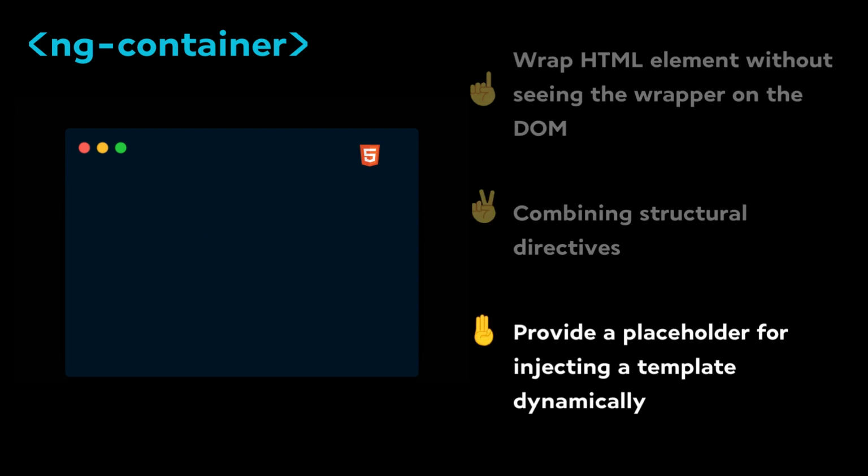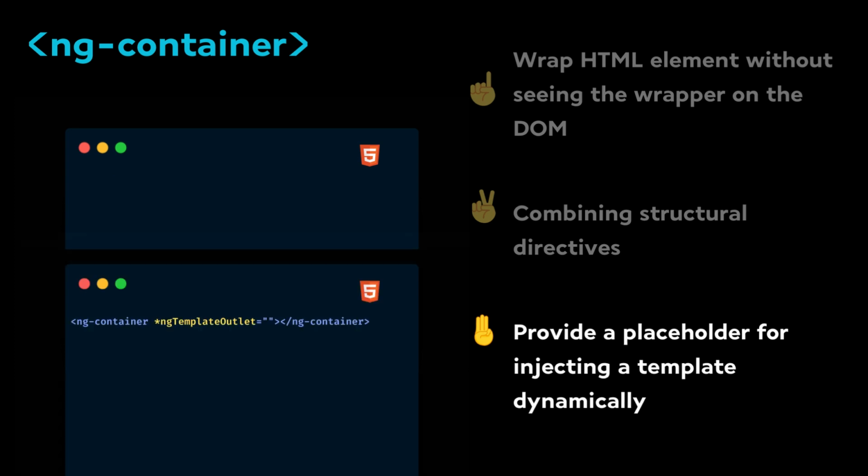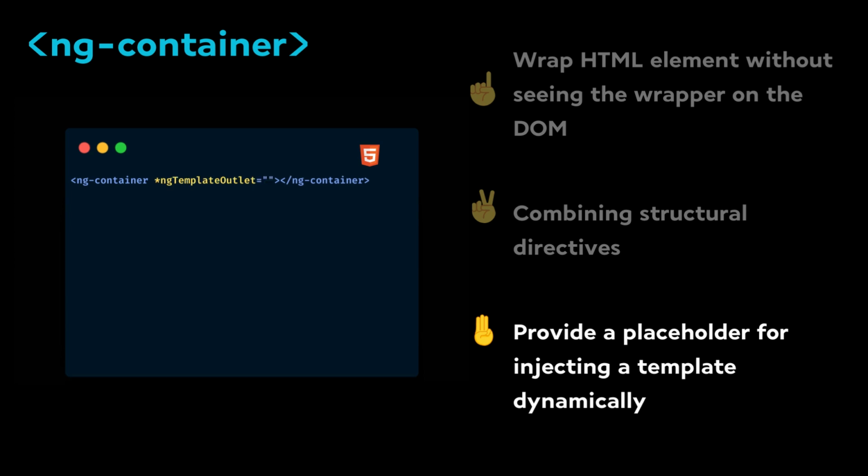Case 3. ng-container can also be used to instantiate a template anywhere on the page using the ngTemplateOutlet directive, or by creating a dynamic component using a reference. The dynamic component case will not be covered in this video, but the general idea is that we access the dynamic component reference in the component's class and inject the child component dynamically.